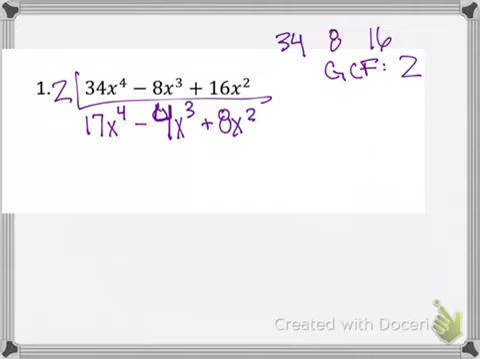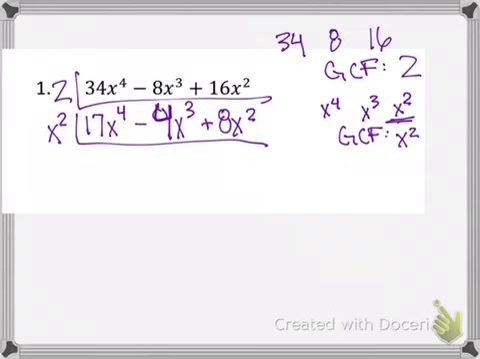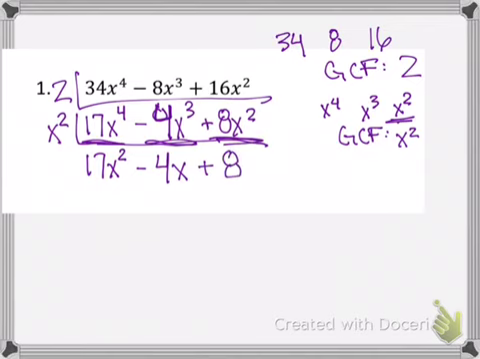And 16 divided by 2 is 8x to the second. Then when I look at my variables, x to the fourth, x to the third, and x to the second, my GCF out of those variables is my lowest exponent, x to the second. So let's divide by x to the second. 17x to the fourth divided by x to the second is 17x to the second. My exponents, I subtract from 2. Negative 4x to the third divided by x to the second is negative 4x. And 8x to the second divided by x to the second is just going to be plain old 8.